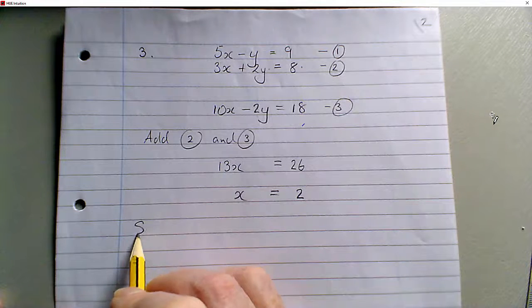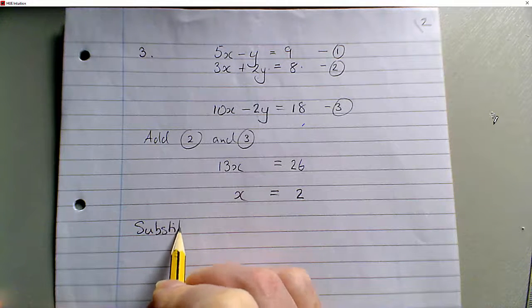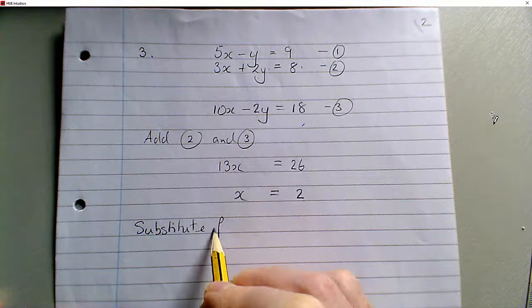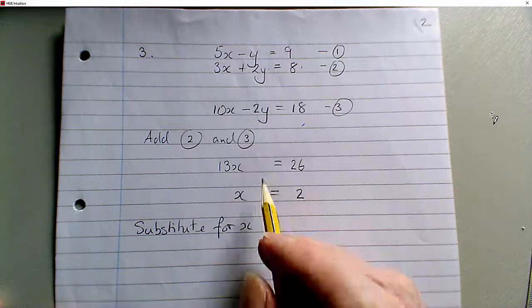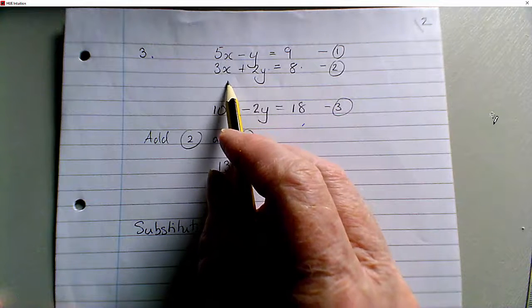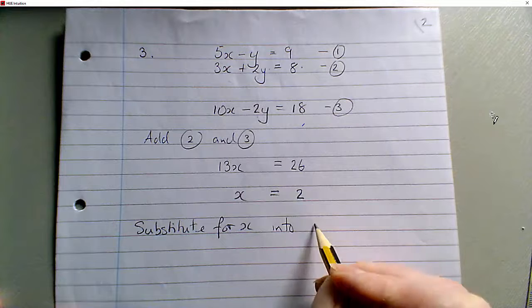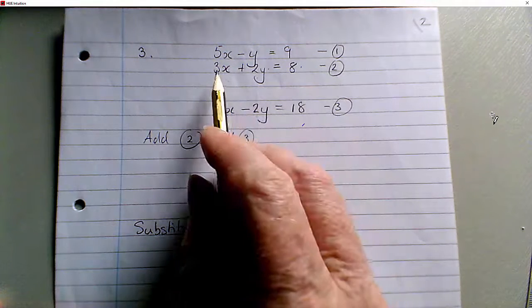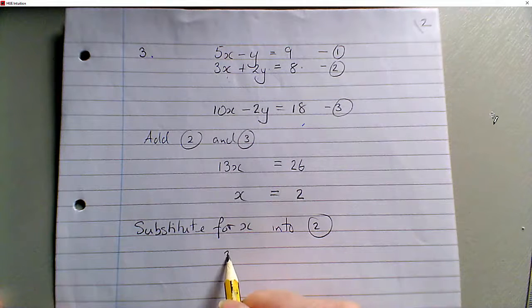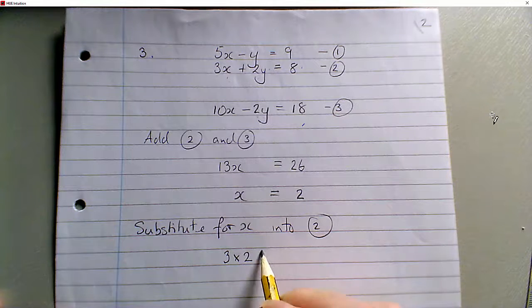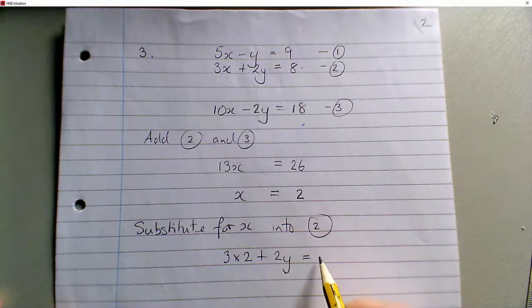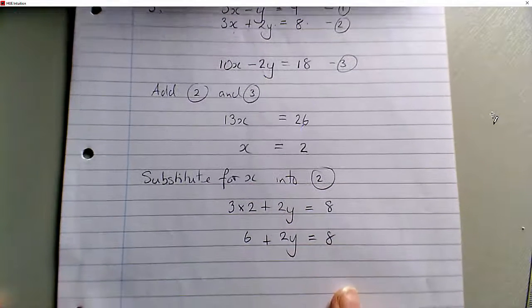Now let's substitute the value for x. And we'll substitute that into, well, why don't we take equation 2 again? It's fairly straightforward. So into 2. So 3x will be 3 times 2 plus 2y equals 8. 3 times 2 is 6 plus 2y equals 8.